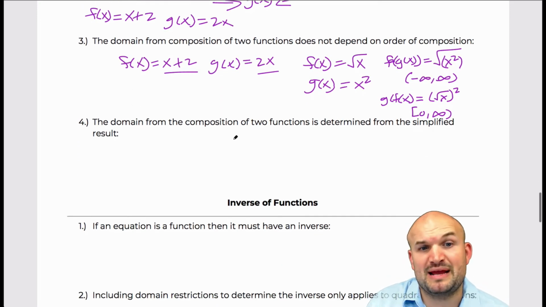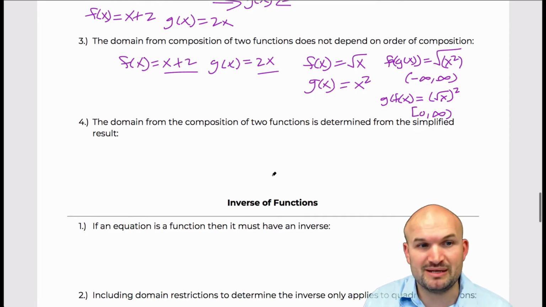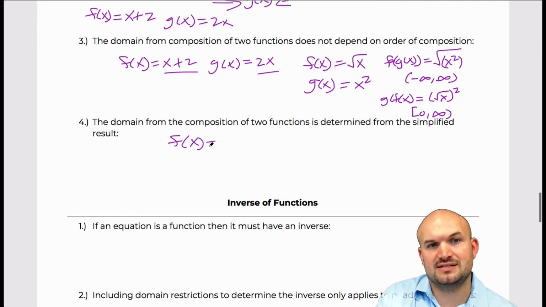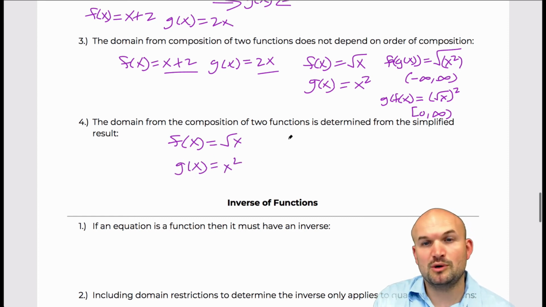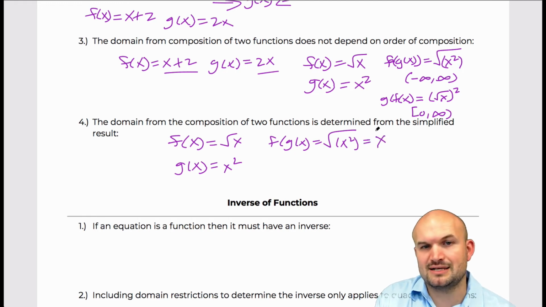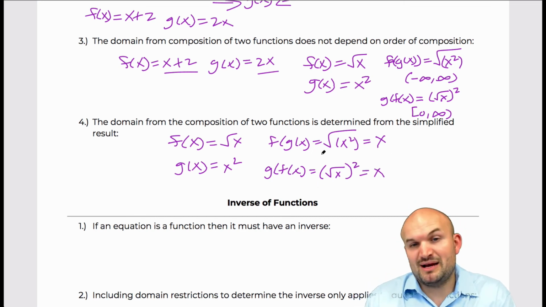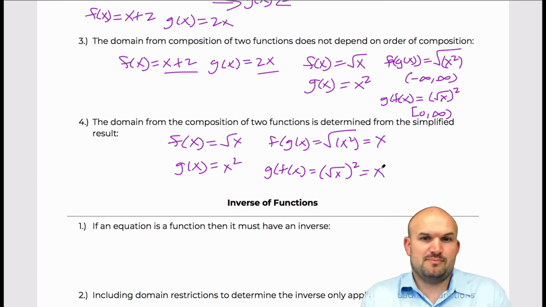The next statement says the domain of the composition of two functions is determined from the simplified result. Let's go ahead and use these two examples again: f of x equals the square root of x, g of x equals x squared. So when you apply f of g of x, you have the square root of x squared, which is just going to simplify to x, right? And when you do g of f of x, you have the square root of x squared, which again just simplifies to x. And you might think, well, these are all real numbers, right? Because they both simplify to x.